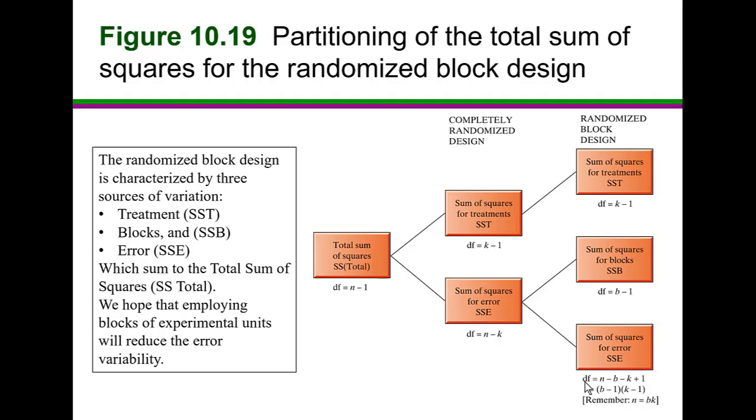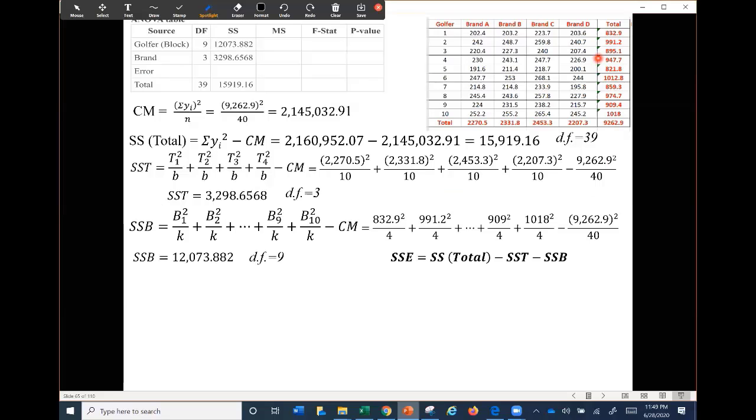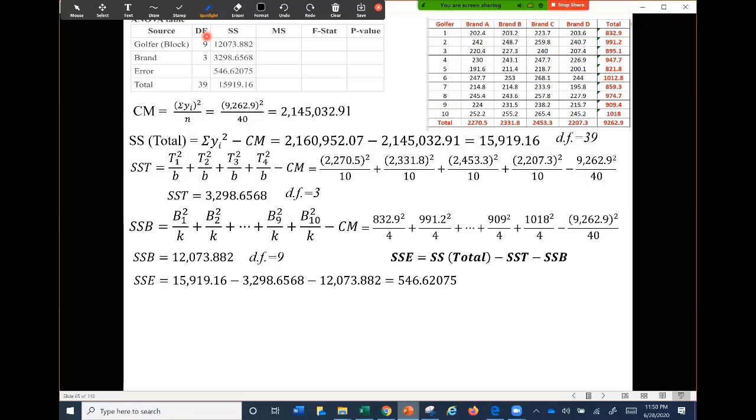Then we can isolate the sum of squares error by subtracting the sum of squares treatment and the sum of squares for block from the total sum of squares. Then we substitute all of these values in this formula to obtain the sum of squares error. The degree of freedom for the sum of squares error is obtained when we multiply the number of treatments minus 1 times the number of blocks minus 1.